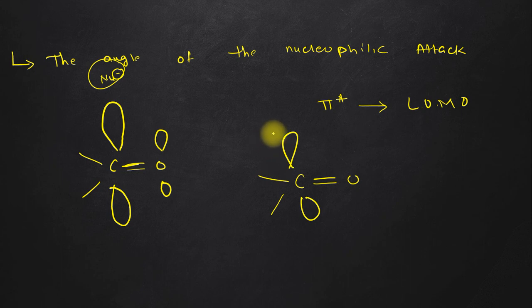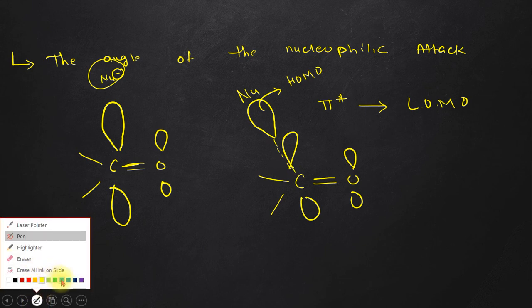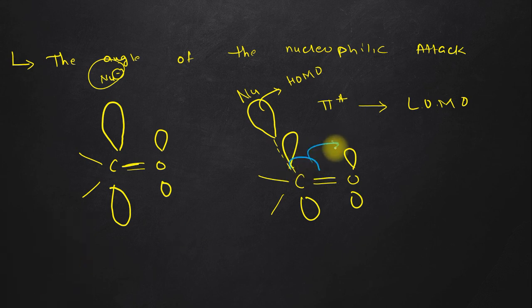Through this particular pathway, this nucleophile is going to approach from this particular side. This is the HOMO of the nucleophile, and this pi star is the LUMO of the carbonyl group. So the nucleophile is going to approach at an angle of 107 degree, right? I am drawing the angle here. This particular angle is the 107 degree angle. So the nucleophile is going to approach at an angle of 107 degree.